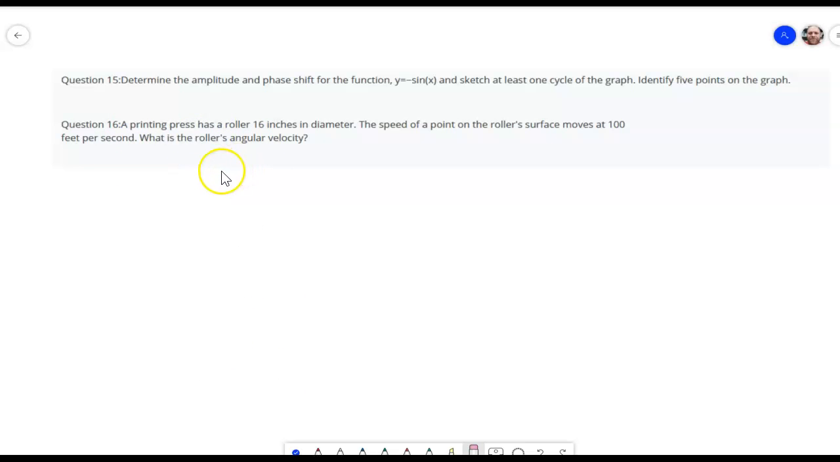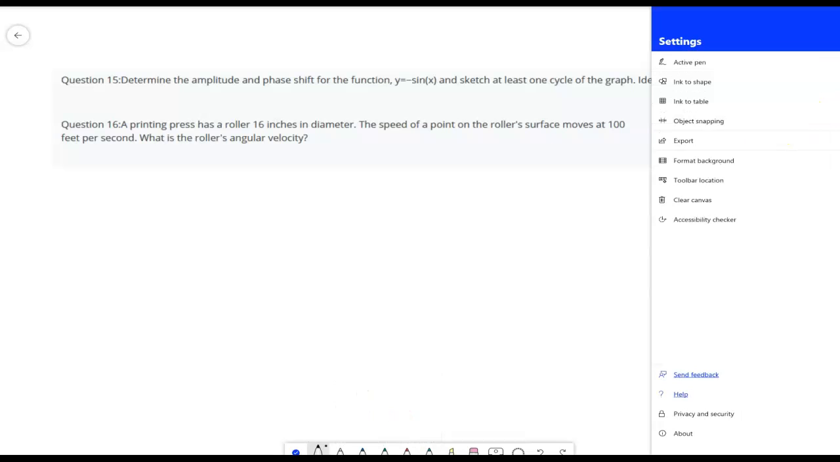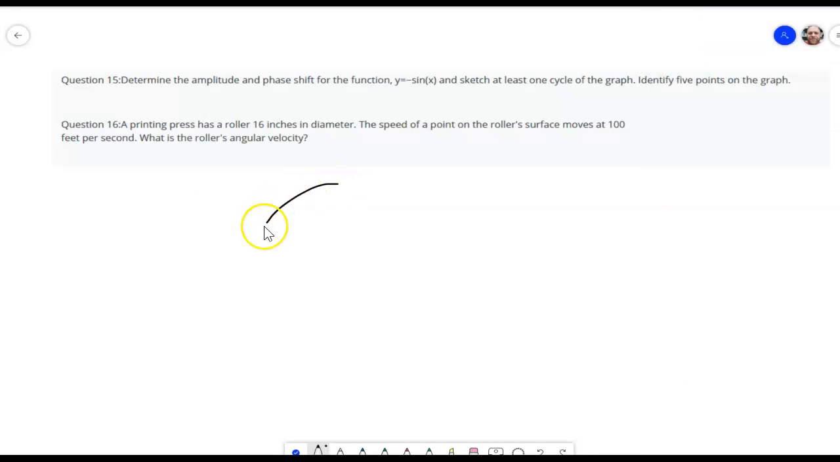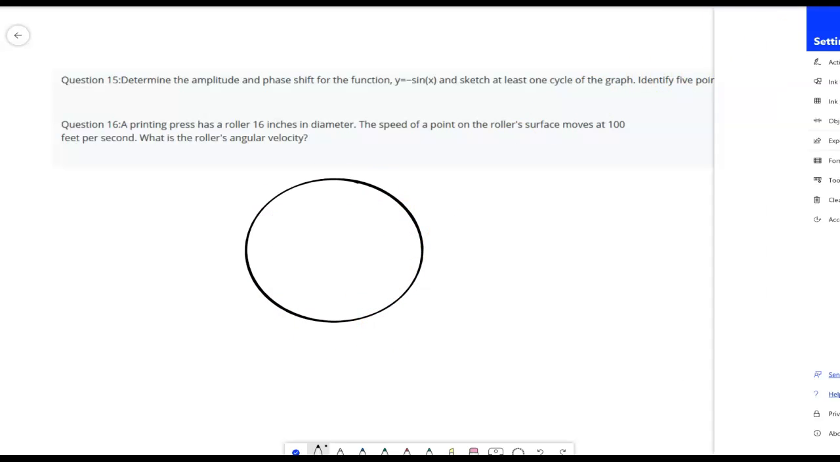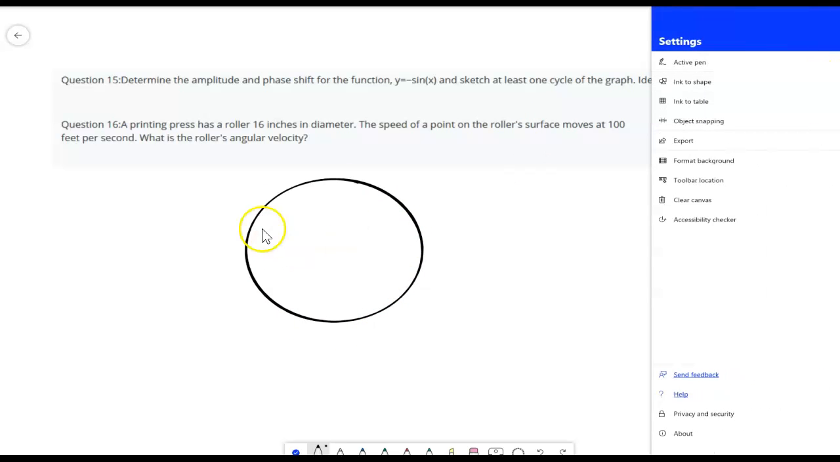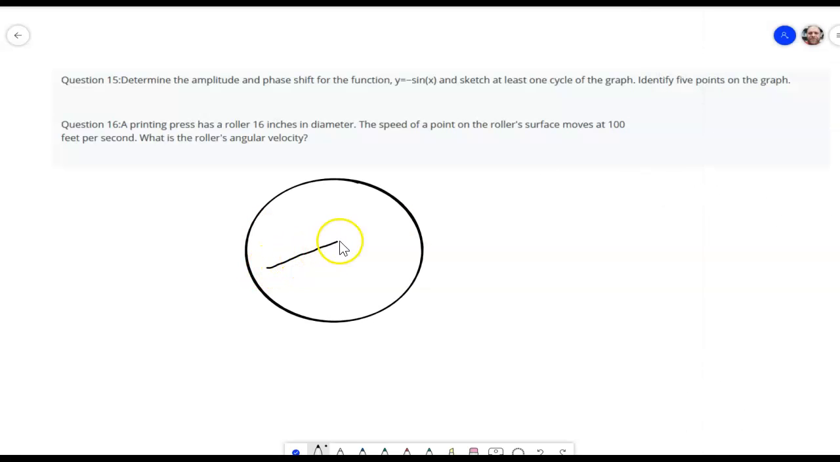All right, the second part says a printing press has a roller with a 16-inch diameter. A roller with a 16-inch diameter. So, 16 inches.